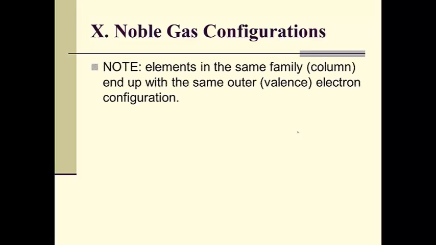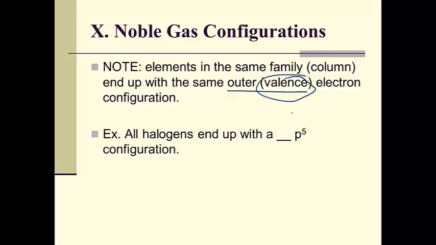Elements in the same family always end up with the same outer electron configuration. The outer electron configuration is known as the valence electron configuration. In other words, all the halogens, because they were in the same family, always would end up with a p5 configuration.